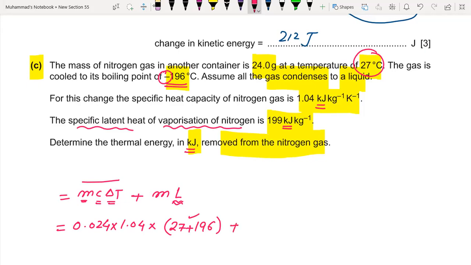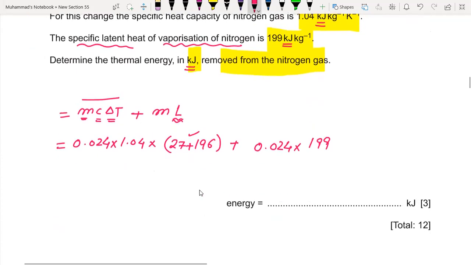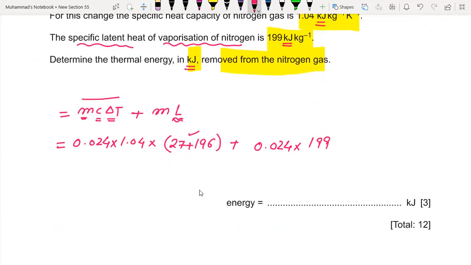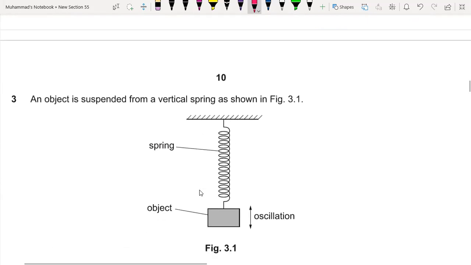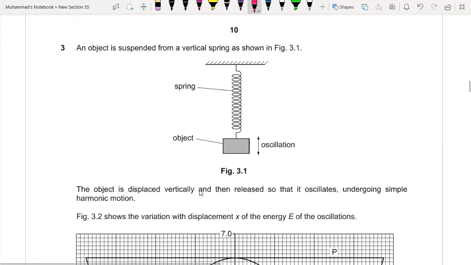plus 0.024 times latent heat of vaporization or condensation, fusion is 199. So that will give us the total thermal energy that is extracted from this gas, and it would be 10.3 kilojoule. I hope you can easily understand.